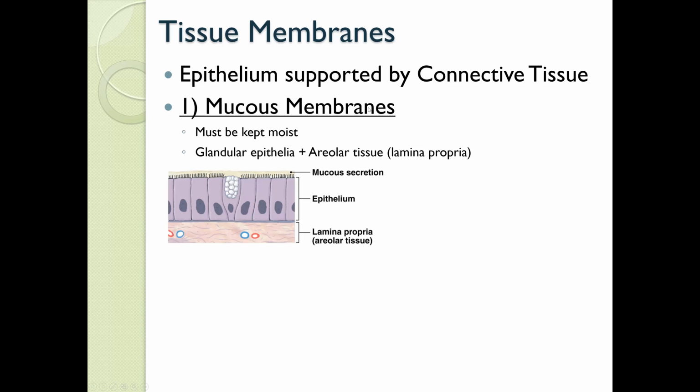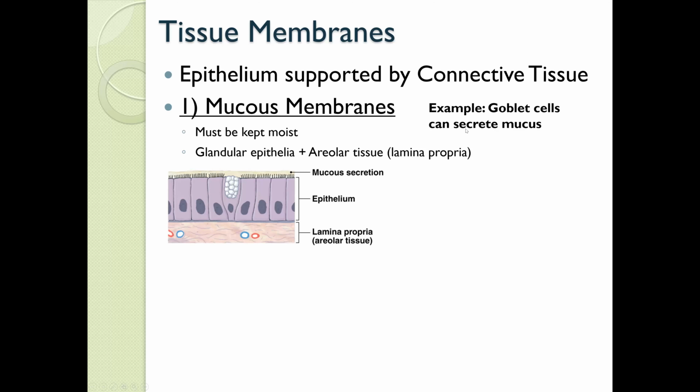The first type is a mucous membrane. These must be kept moist, and they are composed of a glandular epithelia. And what that means is that you have an epithelial tissue that has some of those exocrine glands stuck in them, and the exocrine glands are secreting things like the mucus, which actually makes these mucous membranes. And then underneath the glandular epithelia, you have areolar tissue. Remember, areolar tissue is usually always the type that sits underneath epithelial tissue. And with the mucous membranes, the areolar tissue gets a special name called the lamina propria. I'm not sure why they gave this one a special name just for the mucous membranes, but they did.